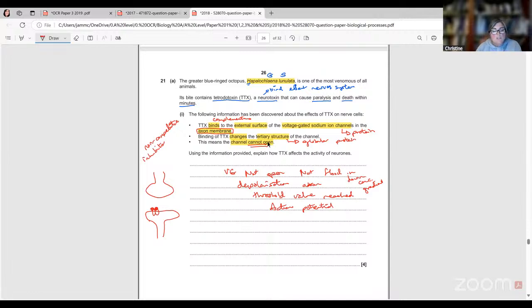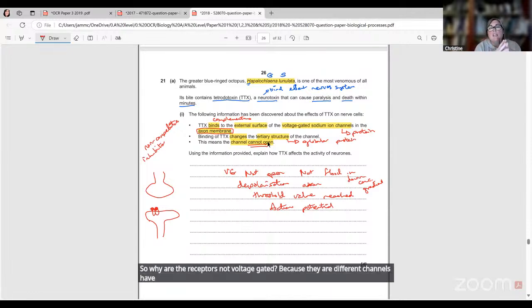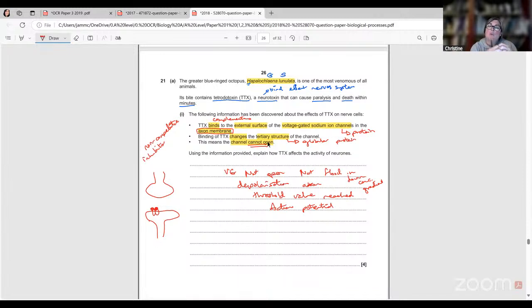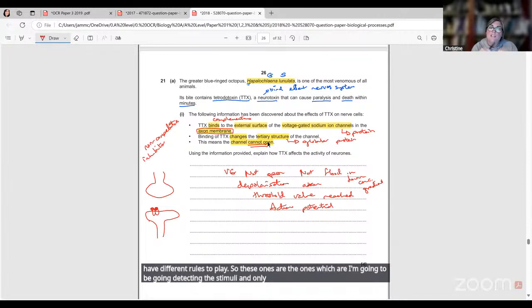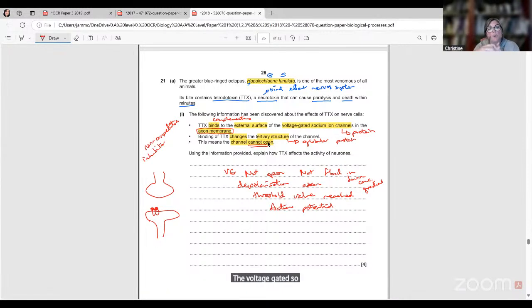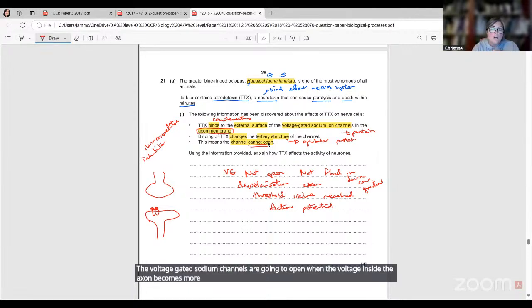So why are the receptors not voltage gated? Because different channels have different roles to play. So these ones are the ones which are going to be detecting the stimuli and only be activated in the presence of a neurotransmitter. The voltage-gated sodium channels are going to open when the voltage inside the axon becomes more positively charged, gets closer to that minus 50, minus 55, depending on which graph they give you.